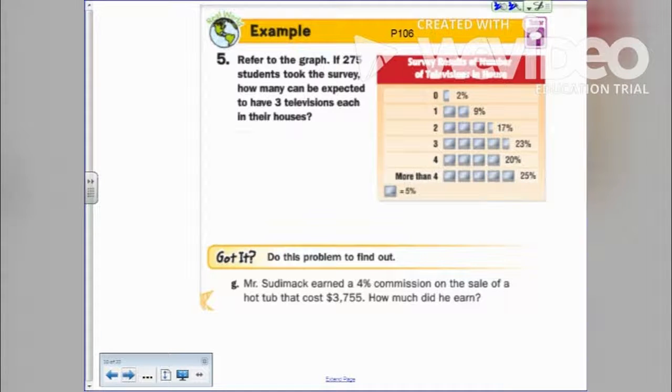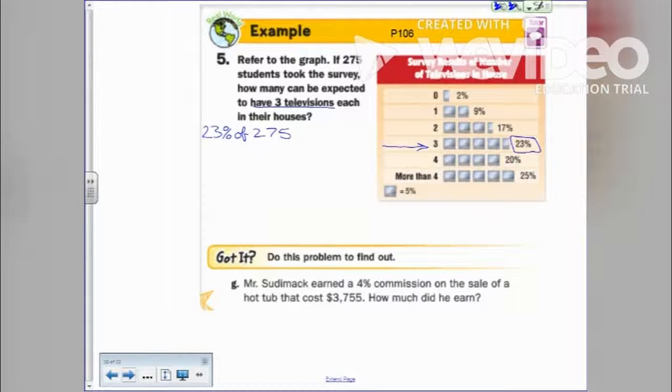It says, refer to the graph. If 275 students took the survey, how many can be expected to have 3 televisions each in their houses? Well, we have 275 students, and we need to know what percent of those students have 3 televisions. And it says that 23% of the students have 3 televisions. So to find out how many students have that many televisions, we would take 23% of 275.